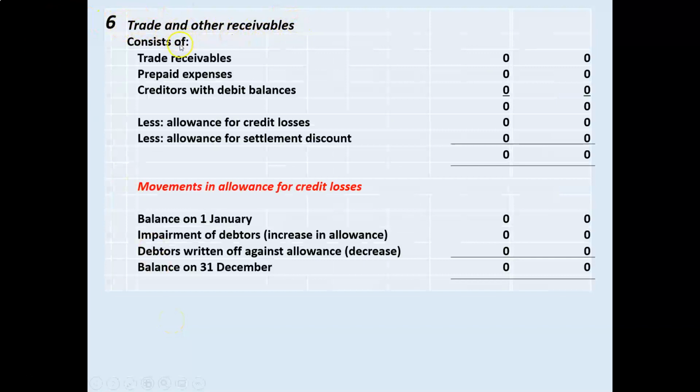Trade and other receivables consists of trade receivables, prepaid expenses, creditors with debit balances, less allowance for credit losses, less allowance for settlement discount. And now this is a new one. Take note that you also have to give the reader the movement in the allowance for credit losses. So you will start with your balance as at the beginning of the year. You will tell either if I increase the allowance, which is an impairment of debtors, or if I have utilized the allowance amount, then it will be written off against debtors, and the balance as at the end of the year.